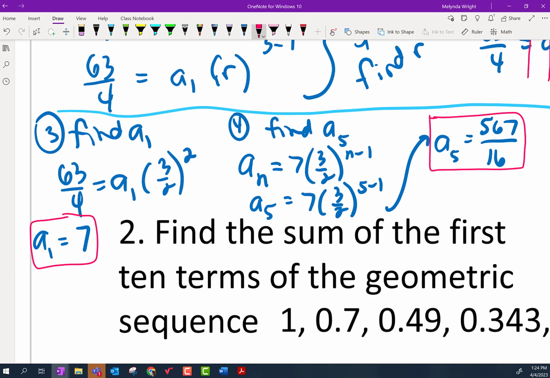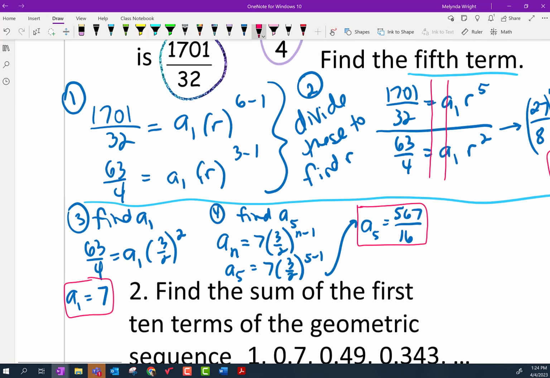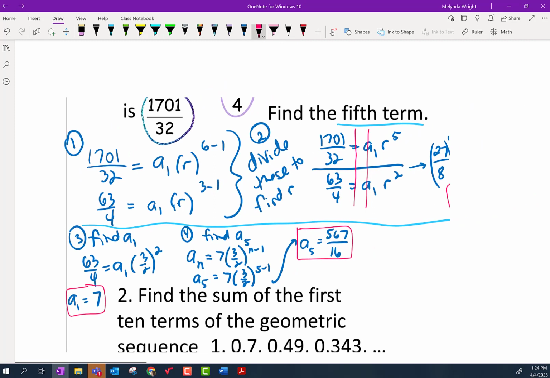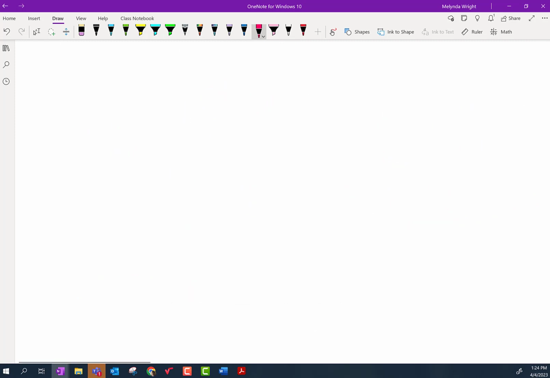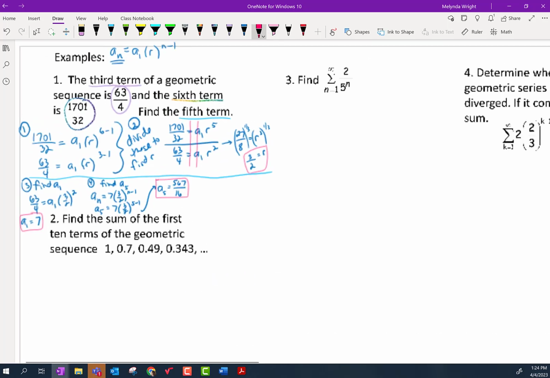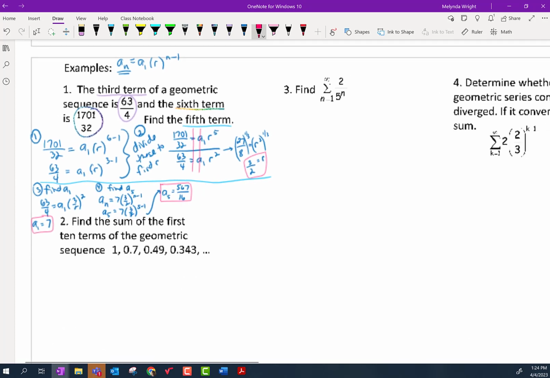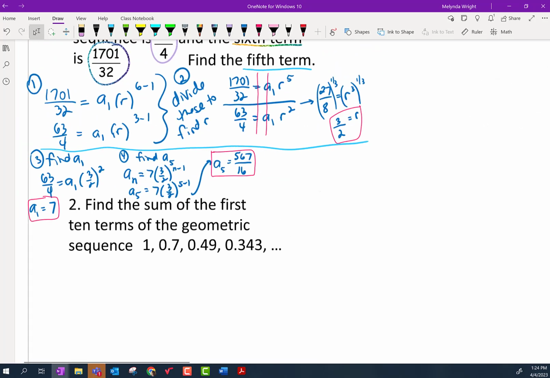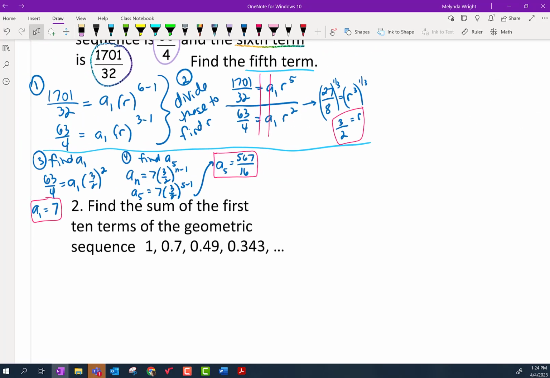All right, so that's the first, that's like the hardest thing right there, is finding basically finding the nth term when your terms are so spread apart, right? I got the 3rd term and the 6th term. Well, that's not very easy. All right, questions on number 1.